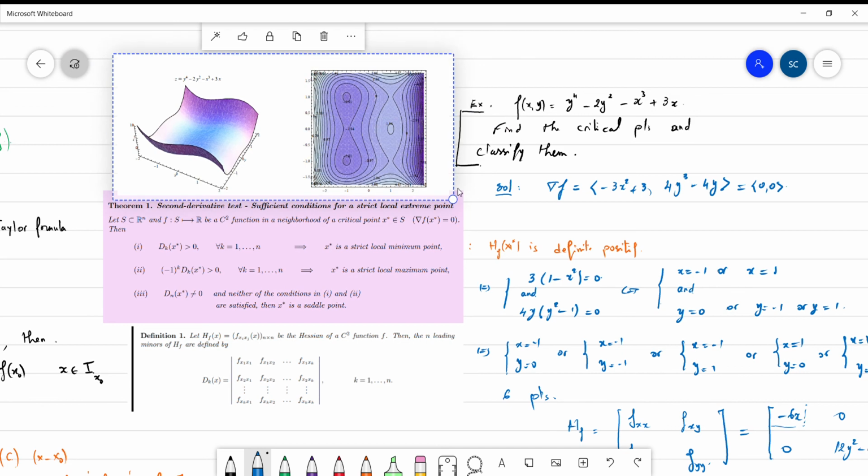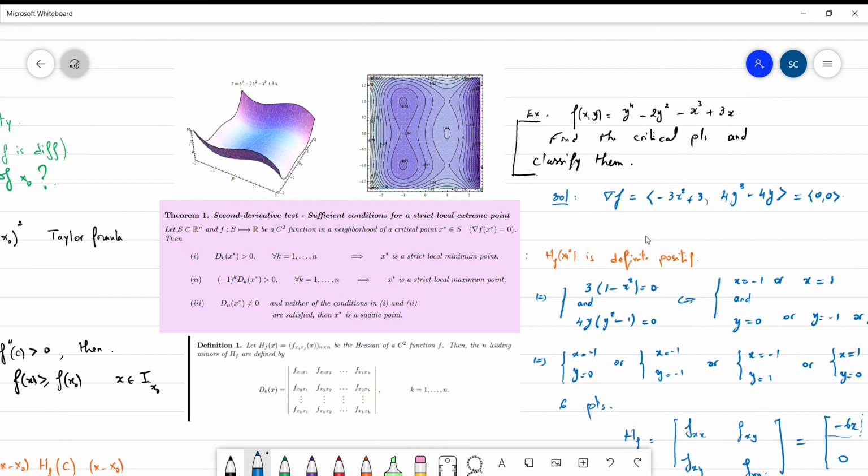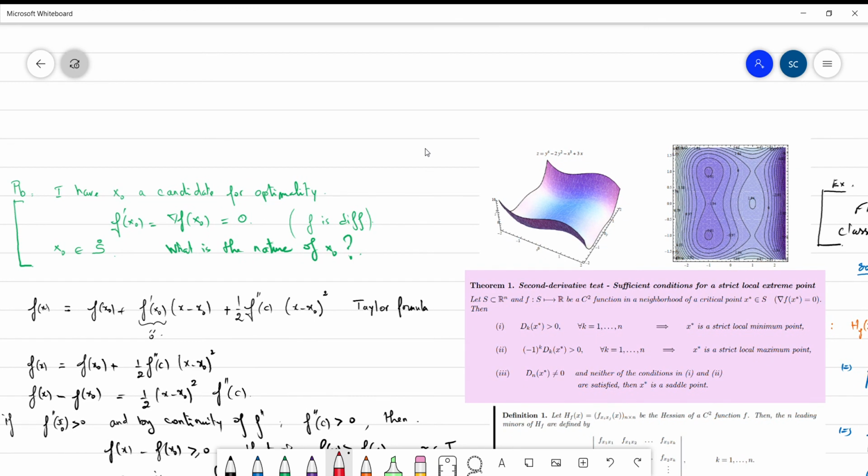So this is how we deal with this. Today it was about the classification of local extreme points. So let's write it here: classification of local extreme points.